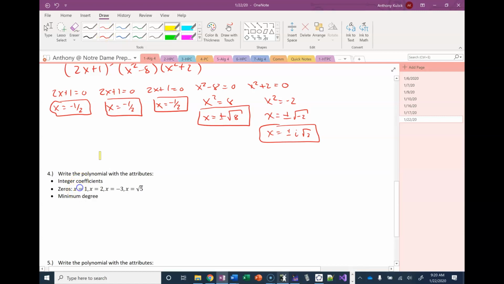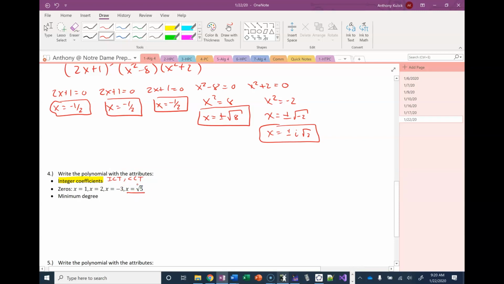So the first thing I'm going to do is, if I want integer coefficients, I have to make sure that I follow the irrational conjugates theorem and the complex conjugates theorem. What those say, the irrational conjugates theorem says a polynomial with integer coefficients has an irrational solution if and only if those irrational solutions occur in conjugate pairs. So the first thing I'm going to do is look at my list of solutions that I'm given and see if there are any irrational solutions on that list.